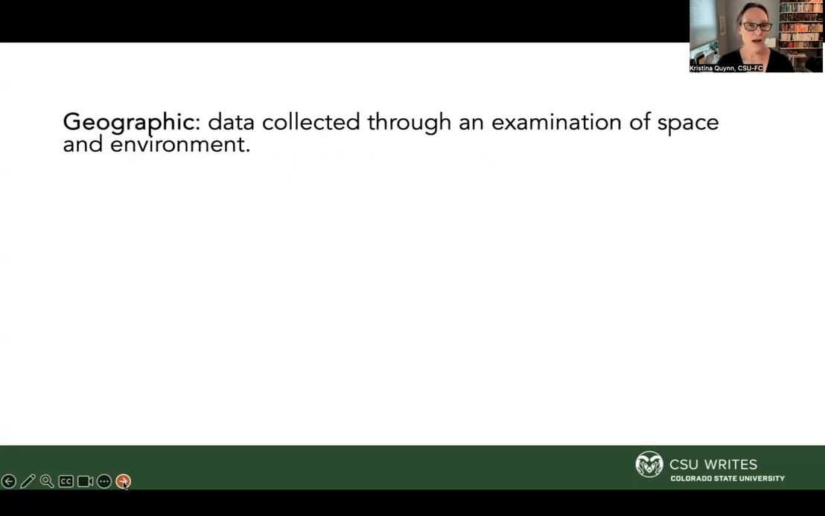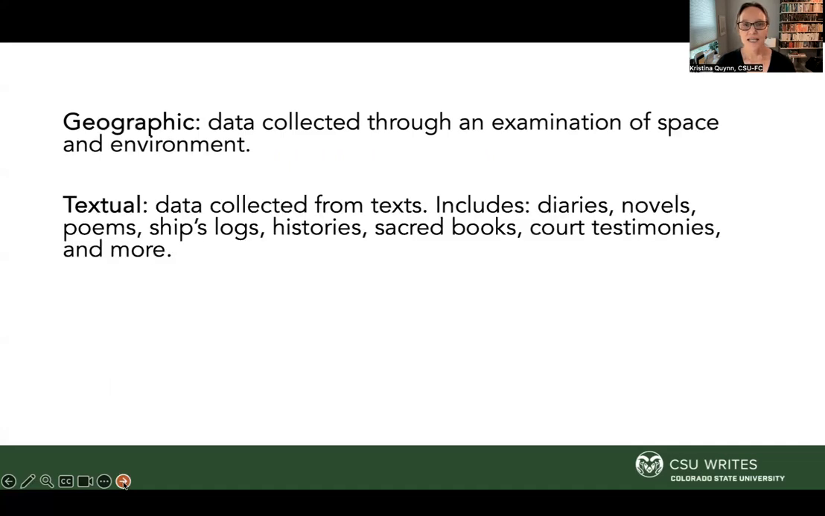You can have geographic data and evidence. That's something that's through looking at space and environment. So you can think about maps or cartography for geographic data. Textual data, this is my field. So what I work with is textual evidence.